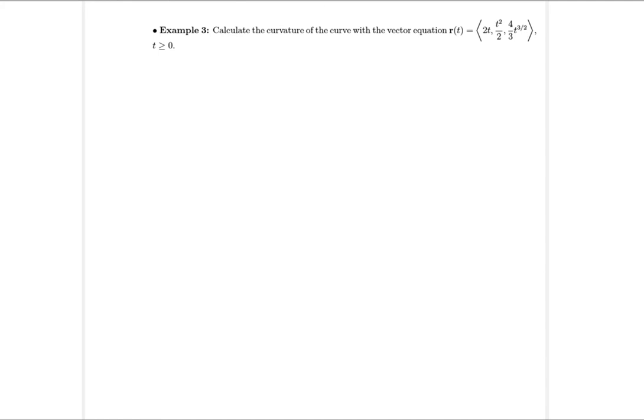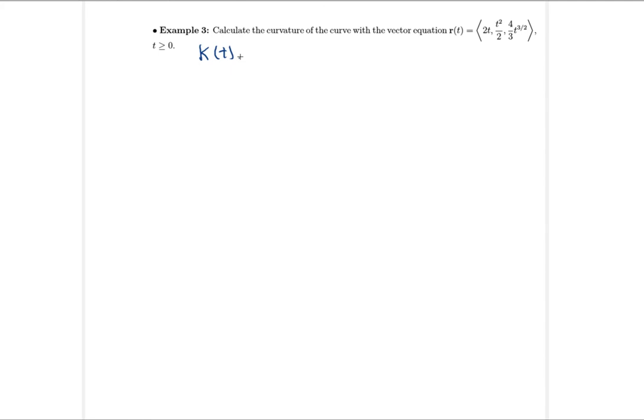All right, so let's calculate the curvature of this equation. So what I want is a curvature function. It's going to depend upon t, so this will be really handy because I'll be able to determine at any t value on my curve what is the curvature at that point.